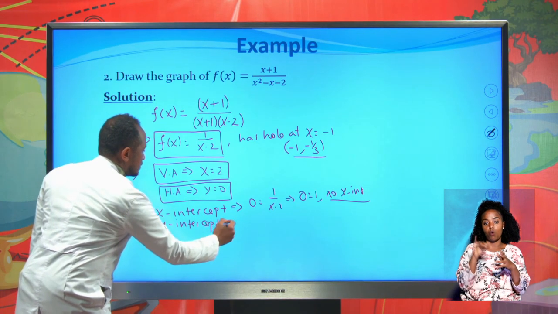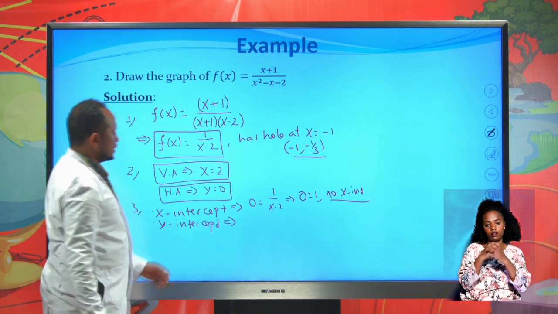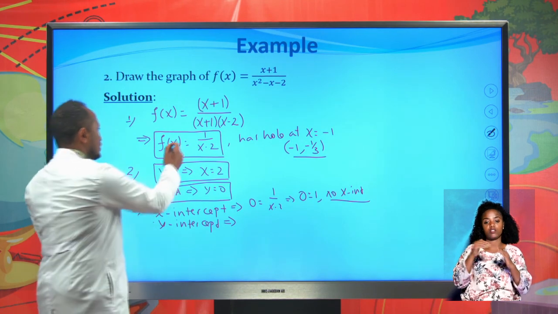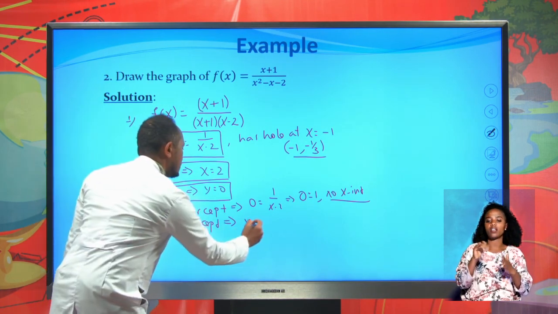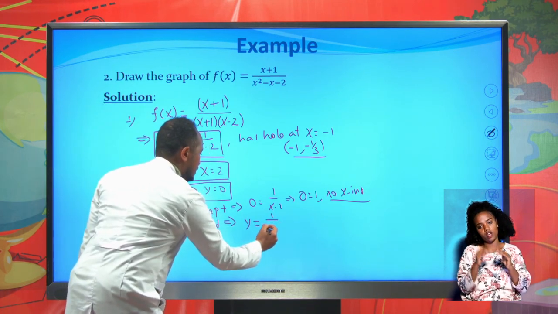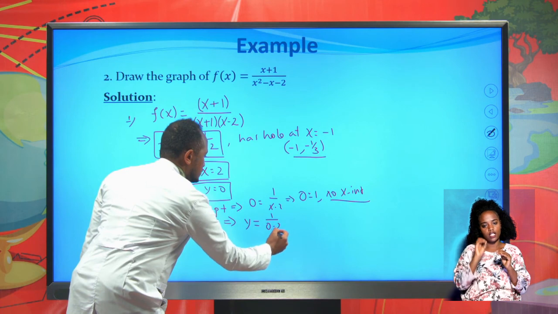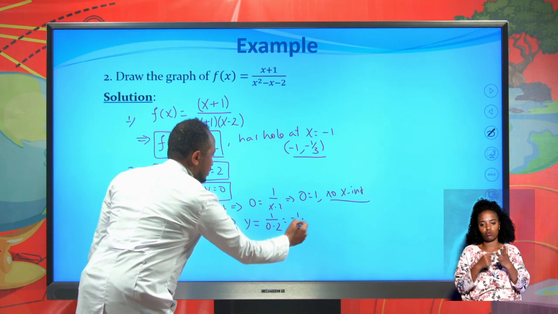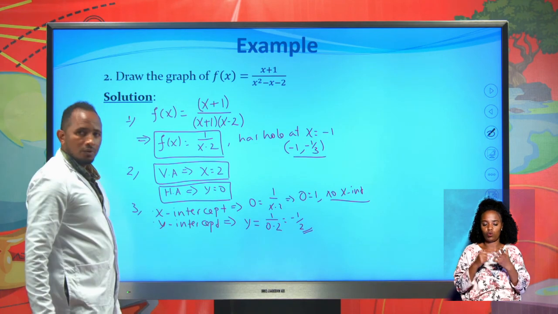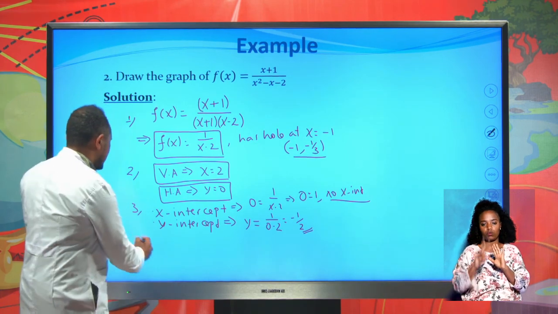Y intercept. Simply make the value of x zero to find the y intercept. So y is equal to, when you make x zero, you will have 1 over 0 minus 2. So it is minus 1 over 2. The y intercept is minus 1 over 2.